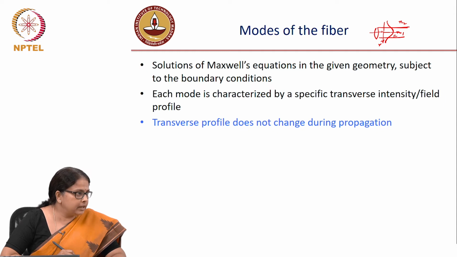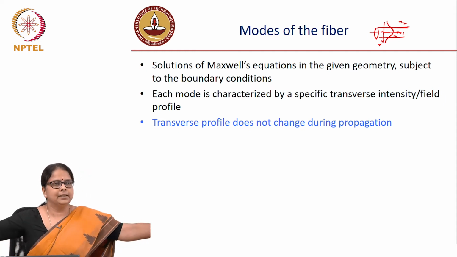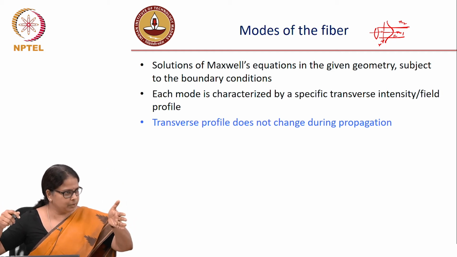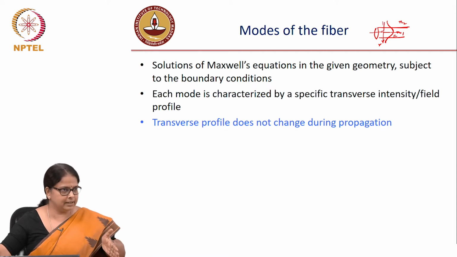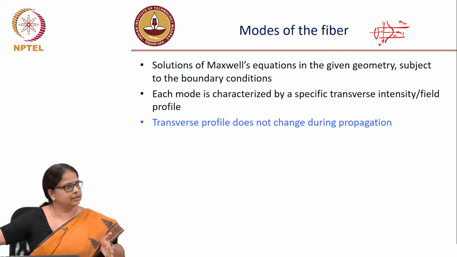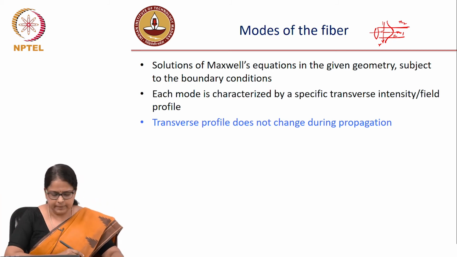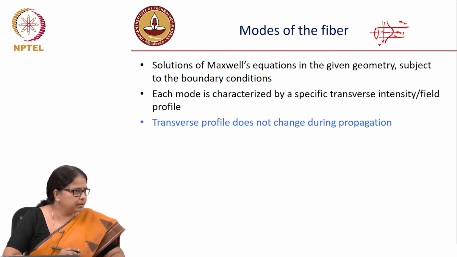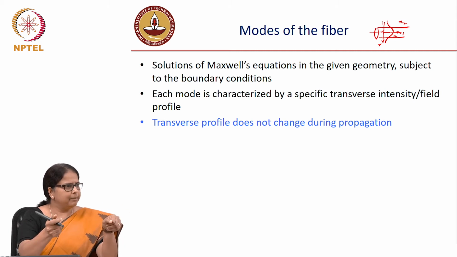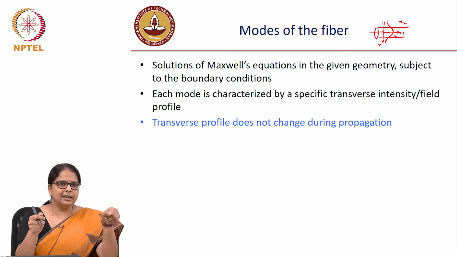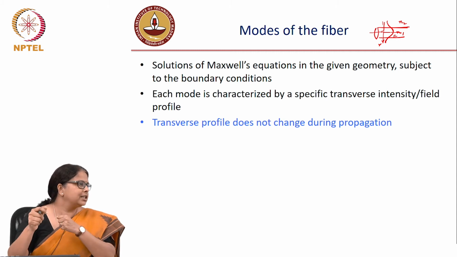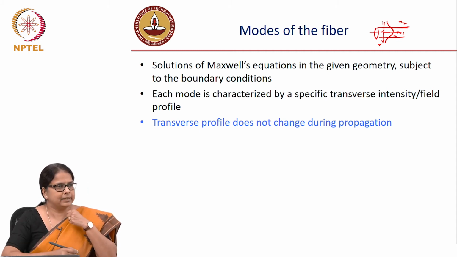The assumption we are making is that the fiber is kept straight for an infinitely long distance, so that the transverse profile, whether I solve it at z equal to 1 meter or at z equal to 1 kilometer, is the same. That is the assumption we are making. It does not change during propagation. Of course, in a real fiber there could be bends. What happens when there is bending? The mode actually changes, and we will see later how to account for the changes in the mode when the fiber bends.